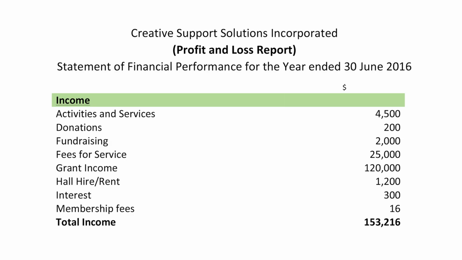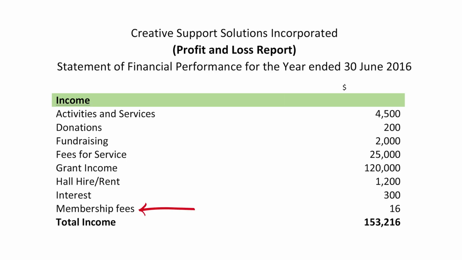Taking a closer look, you will see that the income is broken down into headings such as grant income, rental income, hall hire, fees for service, and perhaps some interest. Take a moment to think about the income streams of your organisation. What activities do you do that generate income?